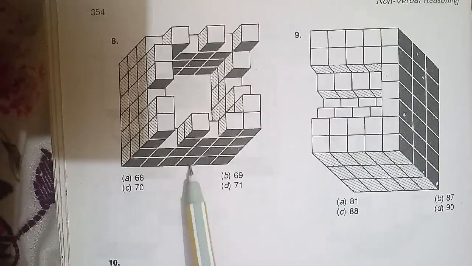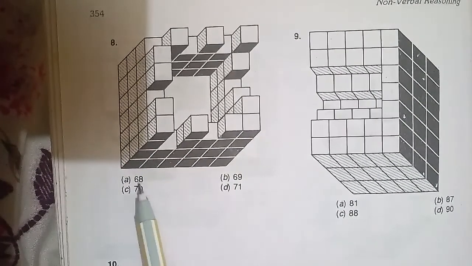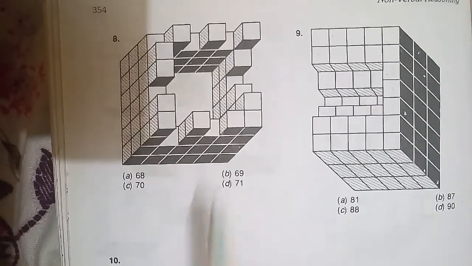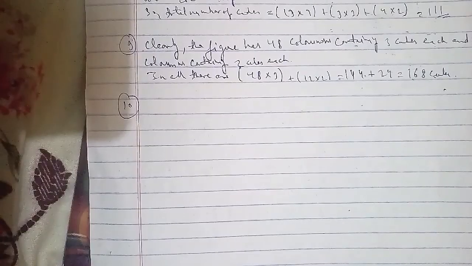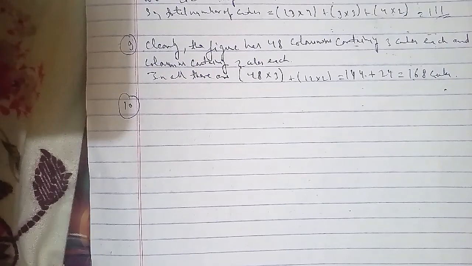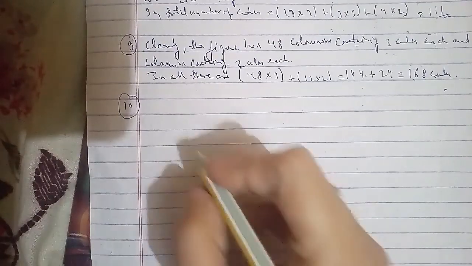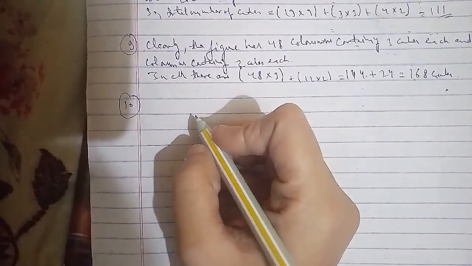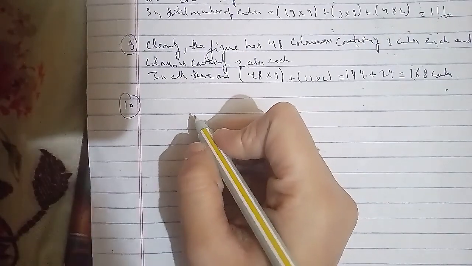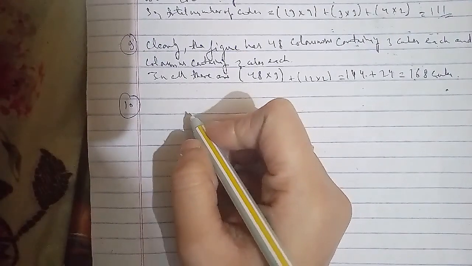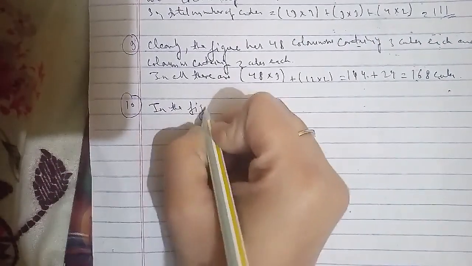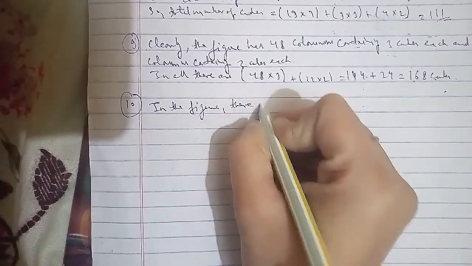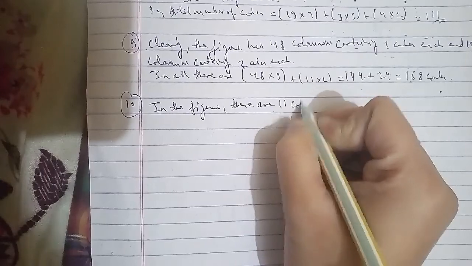So total number of cubes equals 11 into 4 plus 7 into 3 plus 2 into 2. That is 11 fours are 44, plus 7 threes are 21, plus 2 twos are 4. So 44 plus 21 is 65, and 65 and 4 is 69. 69 will be the right answer for this particular question.